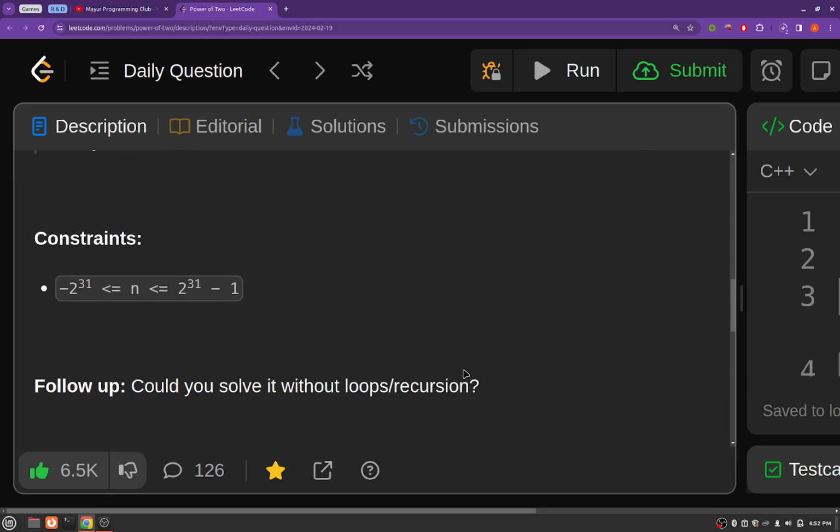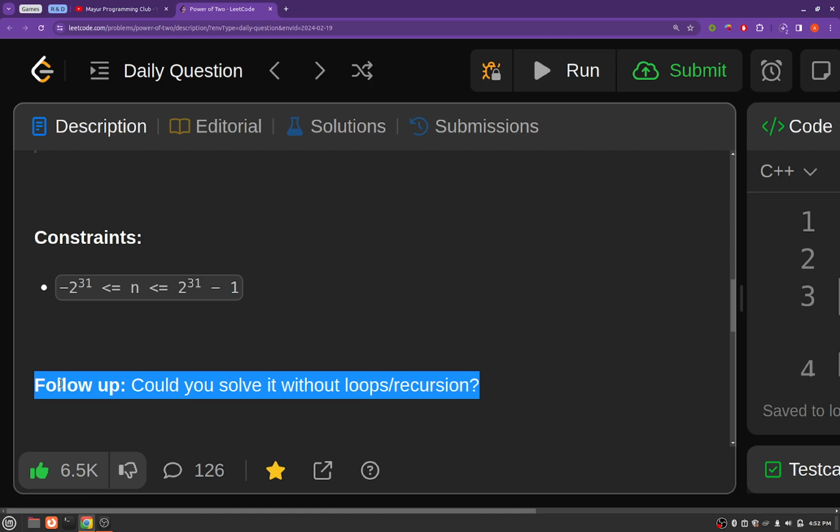Okay, so the constraints are as follows: the values of n will be ranging from minus 2 raised to power 31 to 2 raised to power 31 minus 1, and there is a follow-up also, whether you can solve it without using any loops or recursion for that matter. So we'll be doing it with the most optimal way that can be possible out there. Okay, now let's see how we'll be approaching this particular problem.